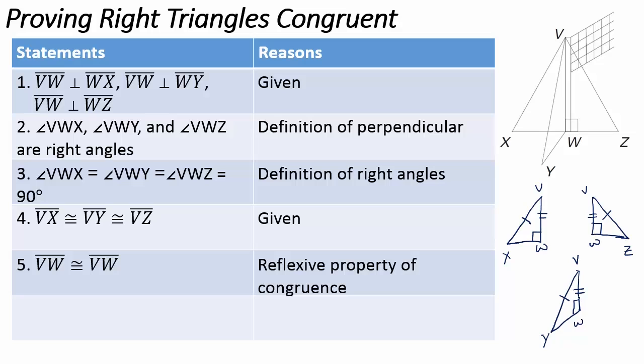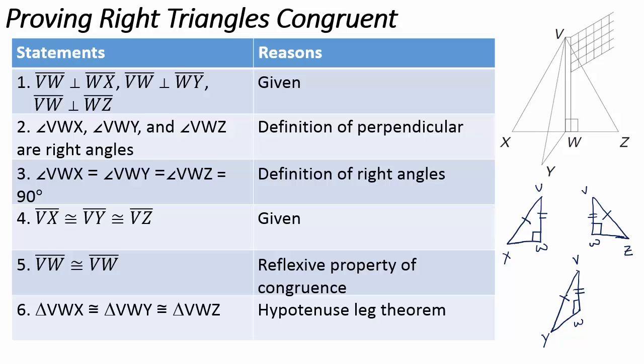So I now have 3 pieces of information. I have a leg, a right angle, and a hypotenuse congruent to a leg, a right angle, and a hypotenuse congruent to a leg, a right angle, and a hypotenuse. So I can say triangle VWX is congruent to triangle VWY, which is congruent to triangle VWZ, using the hypotenuse leg theorem.